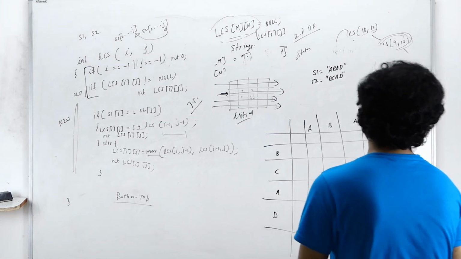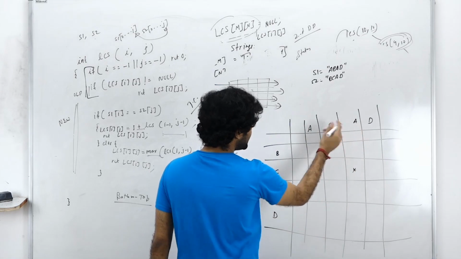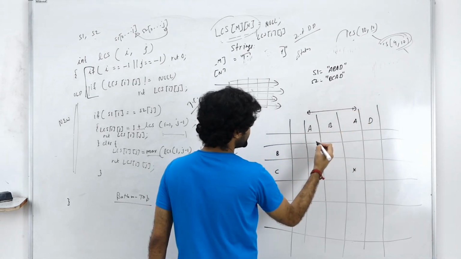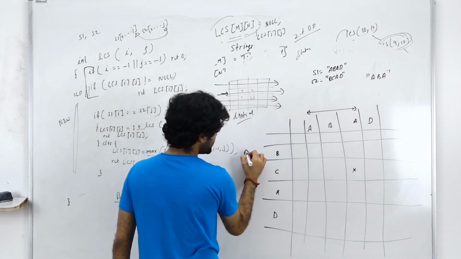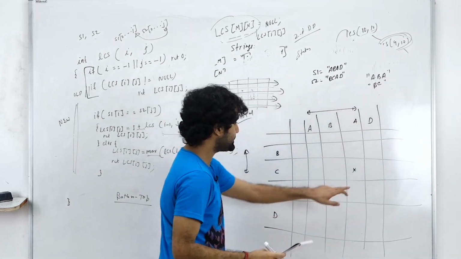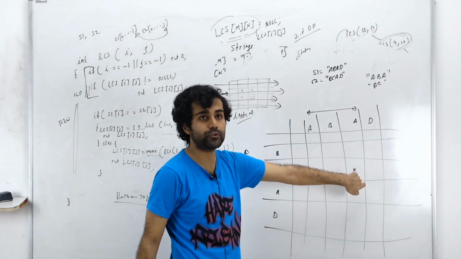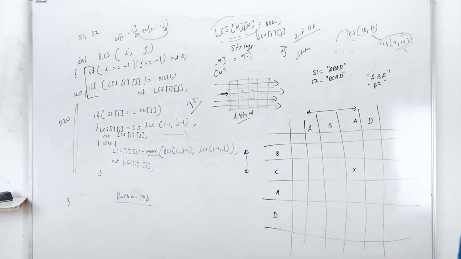Now what is the meaning of any cell? Let us understand that. Let's talk about this cell. This cell means that if I consider this much of string 1, which is ABA, and this much of string 2, which is BC, then what will be my answer? That answer will be stored over here. That is the meaning of this cell. Did you get the physical significance of this cell? Okay. Can you tell me what value should be stored at this cell?